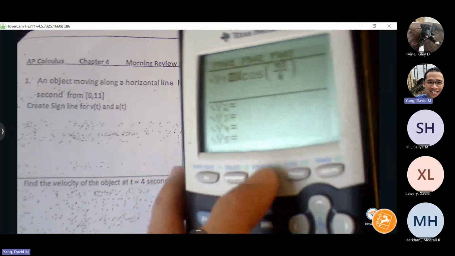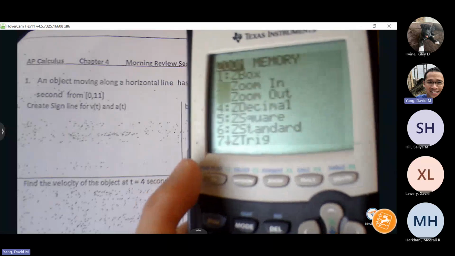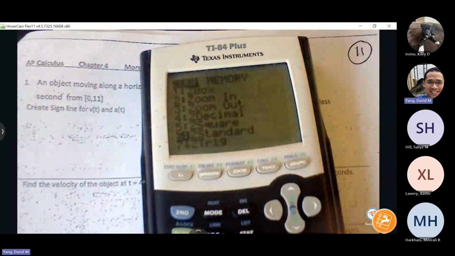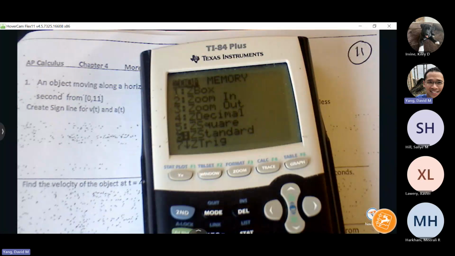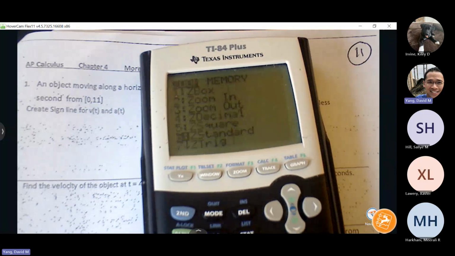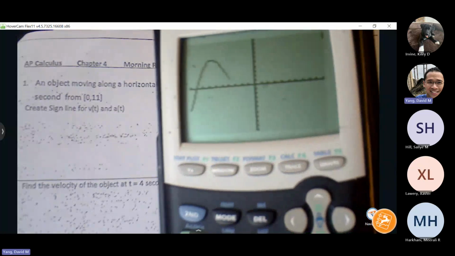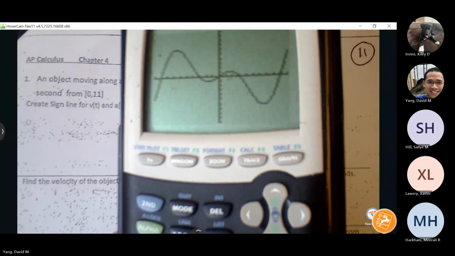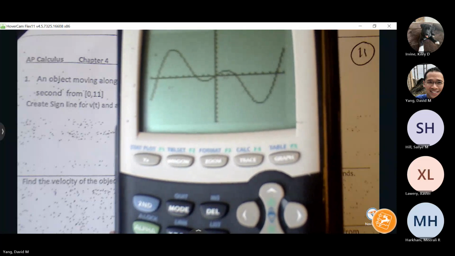Now, what I like to do is always start off with Zoom 6. Zoom 6 just helps me get my window in a standard window form, which is negative 10 to 10 on the x-axis and negative 10 to 10 on the y-axis. It may not be where we want our graph to be, but it's a good place to begin looking. Zoom 6.